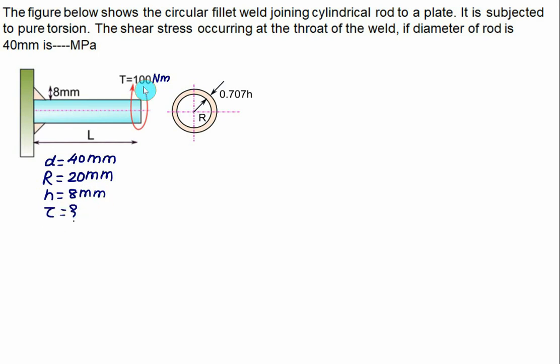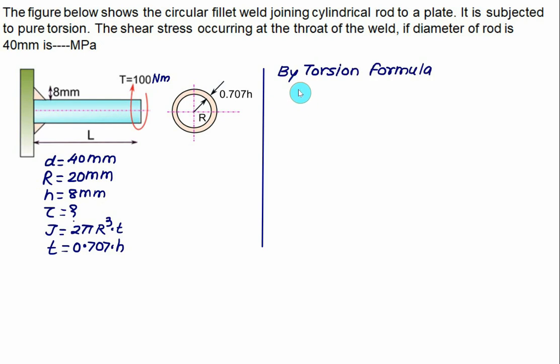Since it is a case of pure torsion, we can apply the torsion formula, and for that we require the polar moment of inertia, which is equal to 2 pi r cube multiplied by throat thickness t. And throat thickness t will be equal to 0.707 multiplied by leg size h. So if we apply the torsion formula, we have T by J equal to tau by R. Shear stress we have to calculate, so tau is equal to torque multiplied by radius R divided by polar moment of inertia J.